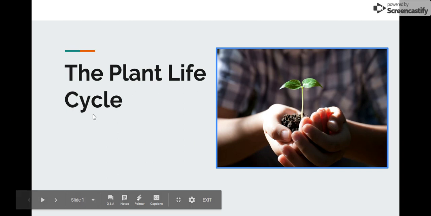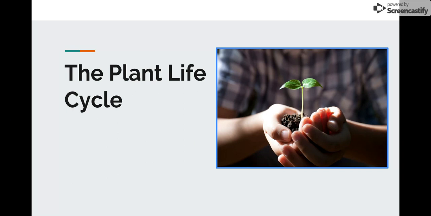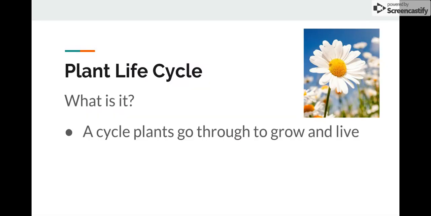So today we're going to be learning about the plant life cycle. I'm sure that this might not be a new concept for everyone, but I'll at least be able to deeply explain it to everyone. So, the plant life cycle, what is it? As I mentioned earlier, this might be something some students are familiar with. But specifically, what it is, it's a cycle plants go through to grow and live.